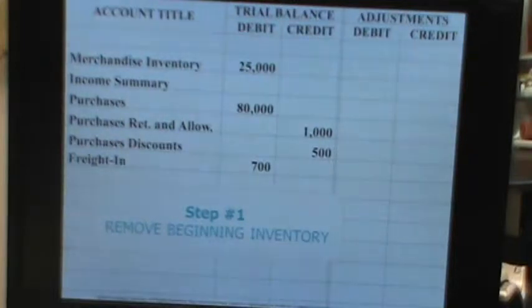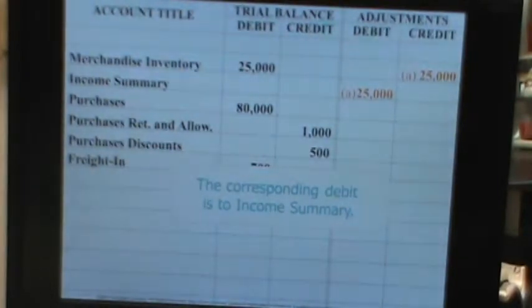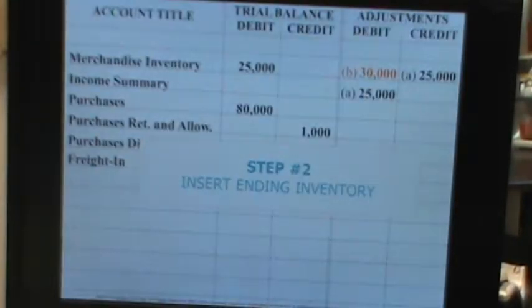So step one is to remove our beginning inventory. We have to take that $25,000 away. So it's a $25,000 credit that's going to cancel out that $25,000 debit, making merchandise inventory 0. And to correspond with that, we have a $25,000 debit to go with our $25,000 credit. With each debit, we have to have a credit, so with the credit that cancels out our debit, we also put $25,000 in income summary. This is also in your text, so you can follow along probably a little easier.